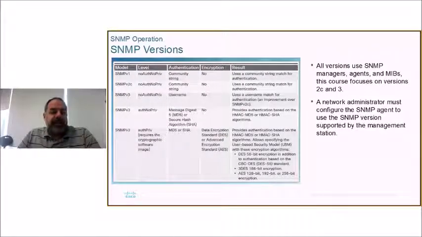Okay, so as I said, the first two versions were a little bit ordinary, especially when it comes to security. While with version 3, they sort of got serious with the security on SNMP. So a network administrator must configure the SNMP agent to use the SNMP version supported by the management station. So they're talking about 2C and 3 here, mostly.